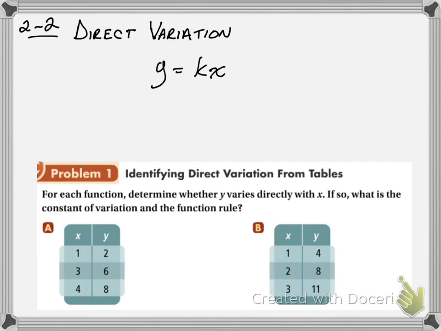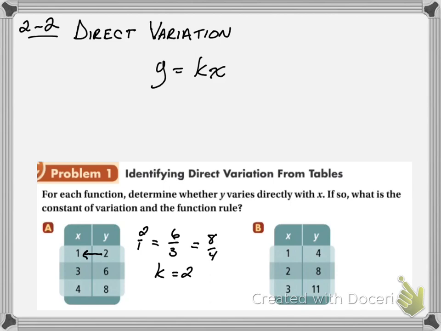If so, what is the constant of variation in the function rule? What you want to do is look at whether there is some relationship between your y and your x. 2 divided by 1, does that equal 6 divided by 3? Does that equal 8 divided by 4? Well, 2 divided by 1 is 2, 6 divided by 3 is 2, 8 divided by 4 is 2, so your k is going to be 2. That's your constant of variation.